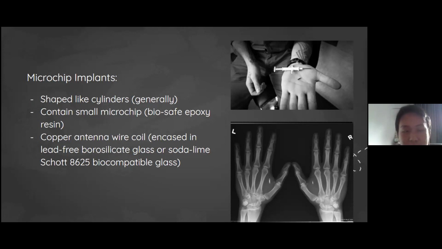Usually these microchips are used for personal identification, law enforcement, medical history, medications, allergies, and contacts, like that. And it contains an ID number to differentiate people. Microchip implants are generally shaped like a cylinder. It contains a small microchip, a biosafe epoxy resin, and a copper antenna wire coil encased in lead-free borosilicate glass or soda lime 8625 biocompatible glass.